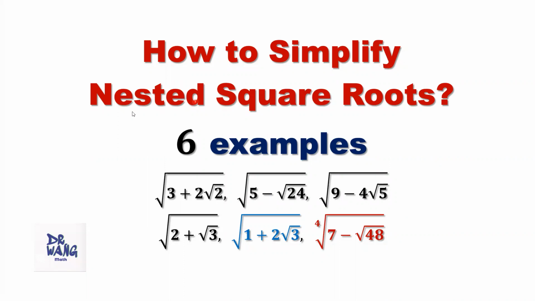How to simplify nested square roots like this kind of questions? We are going to introduce a general result with a simple proof. We use this result to solve 6 questions. We're trying to cover different important situations, including the fourth root.